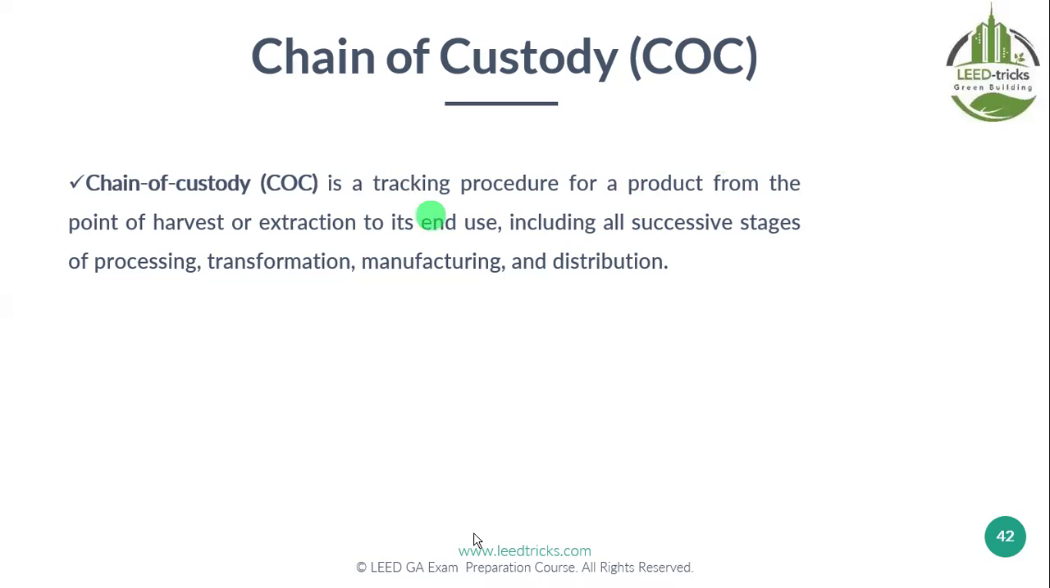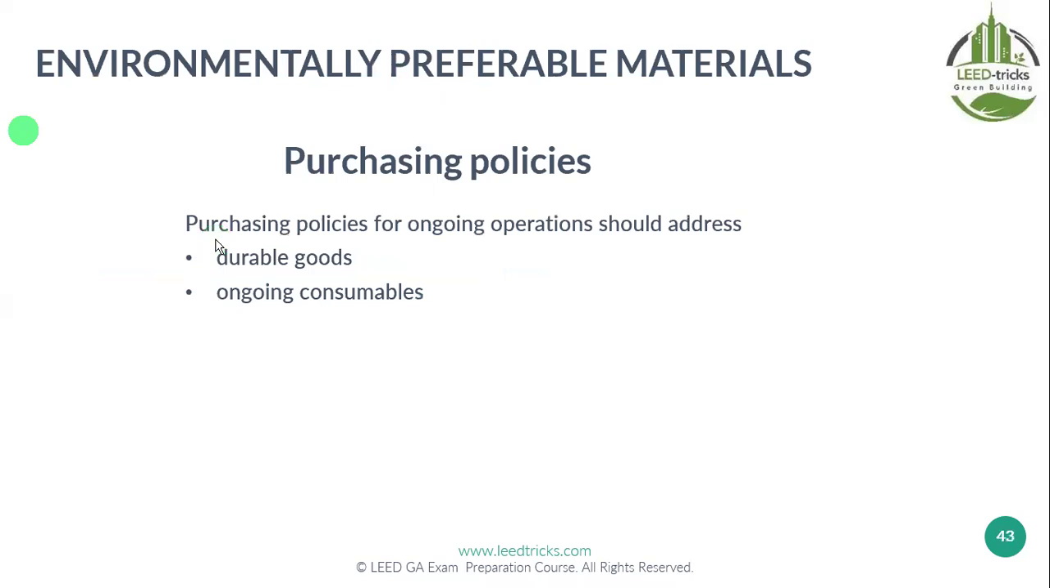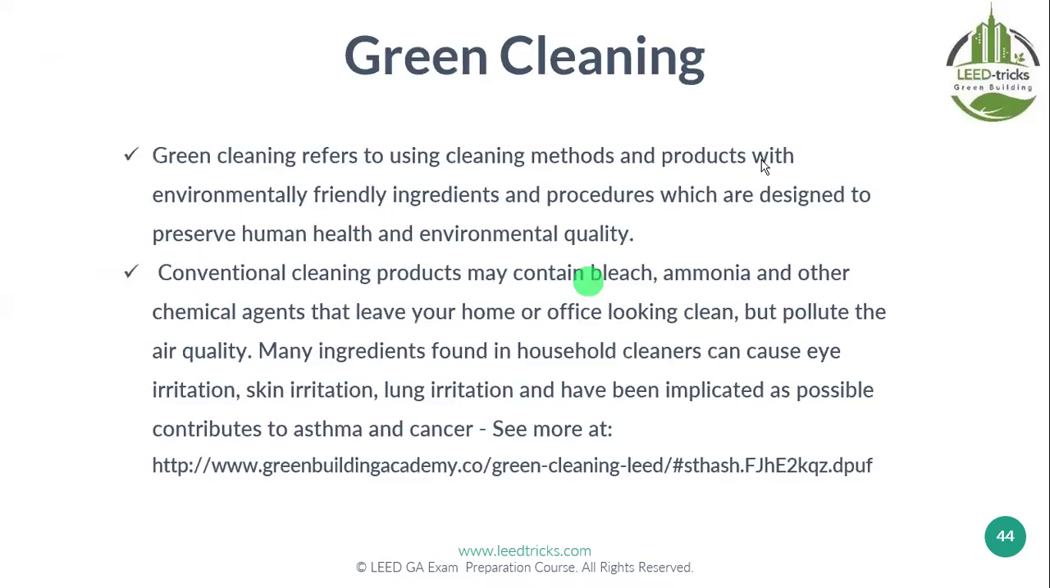Clear? So FSC and COC is clear. So if you are working in a company in the procurement department, you will need to know this chapter very well. Purchasing policies you should put, for durable goods and ongoing consumables, of course, you should put a policy for how to buy them, what the preferred materials are, and so on.